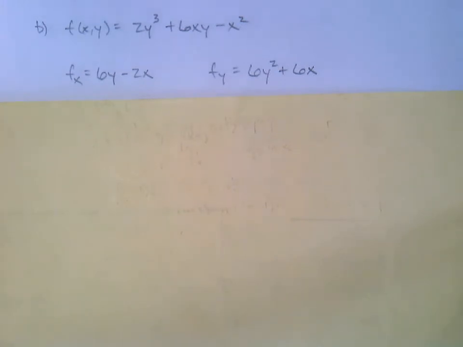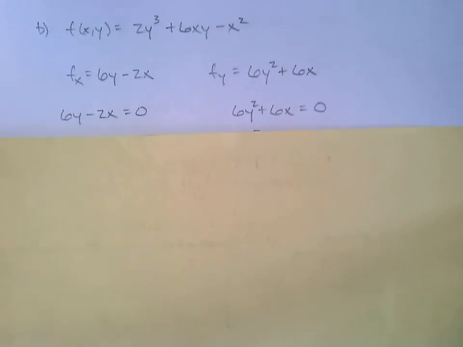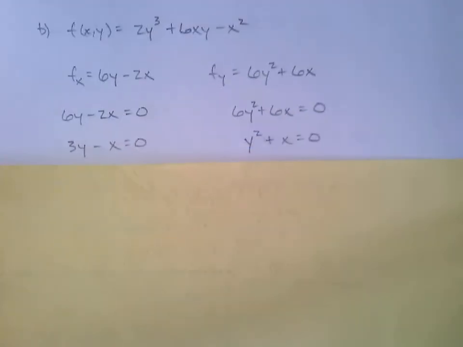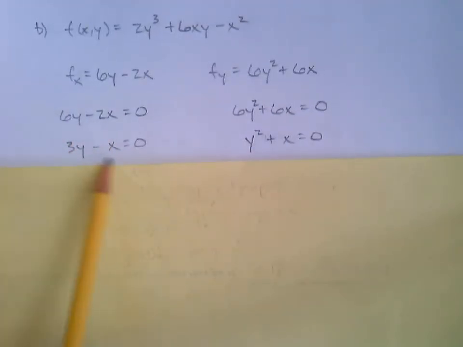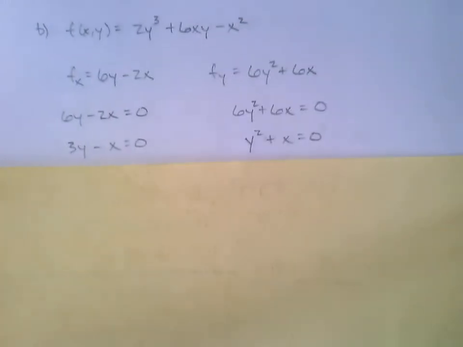All right, so now that we have fx and fy, both of them involve x and y, right? So we need to set them both equal to 0. 6y minus 2x equals 0. 6y squared plus 6x equals 0. Let's simplify those both, because I noticed there's some common factors. So if I divide this one by 2, and if I divide here by 6, I can make that look a little bit simpler.